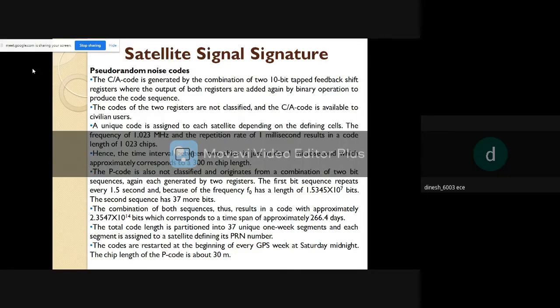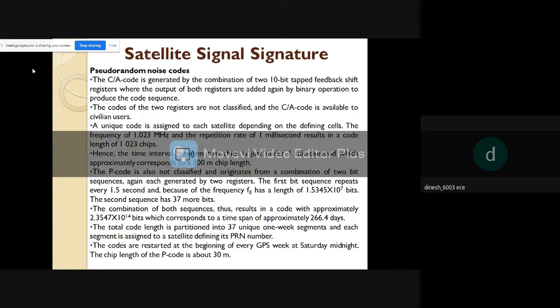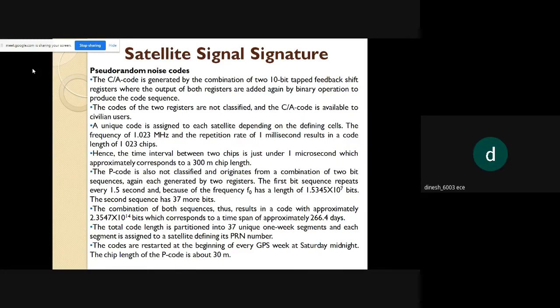So the total code length is partitioned into 37 unique 1-week segments. Each segment is assigned to a satellite, defining its PRN number. We had said that PRN number 20, ID 20, will be used for the 20th week and so on. Then these codes are restarted at the beginning of every GPS week, at the Saturday to Sunday transition midnight, and we'll have a chip length of 30 meters.